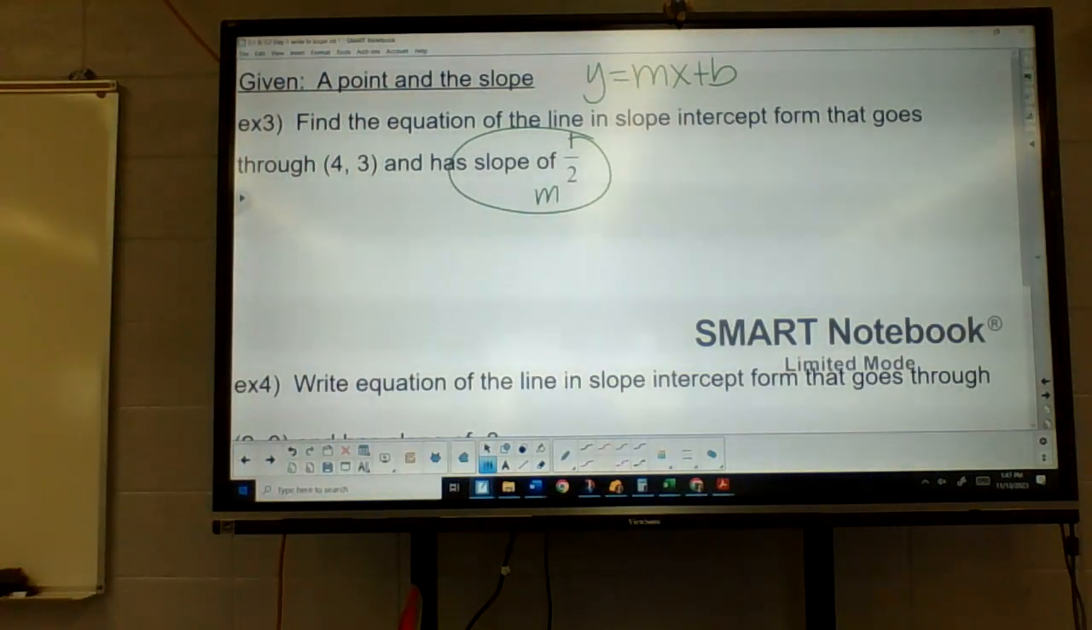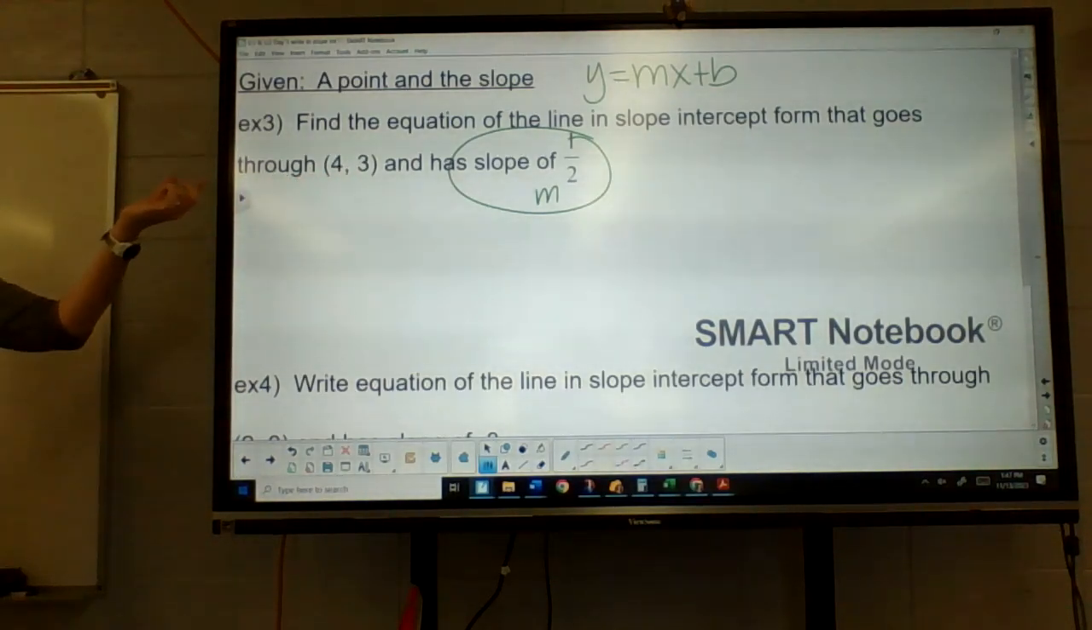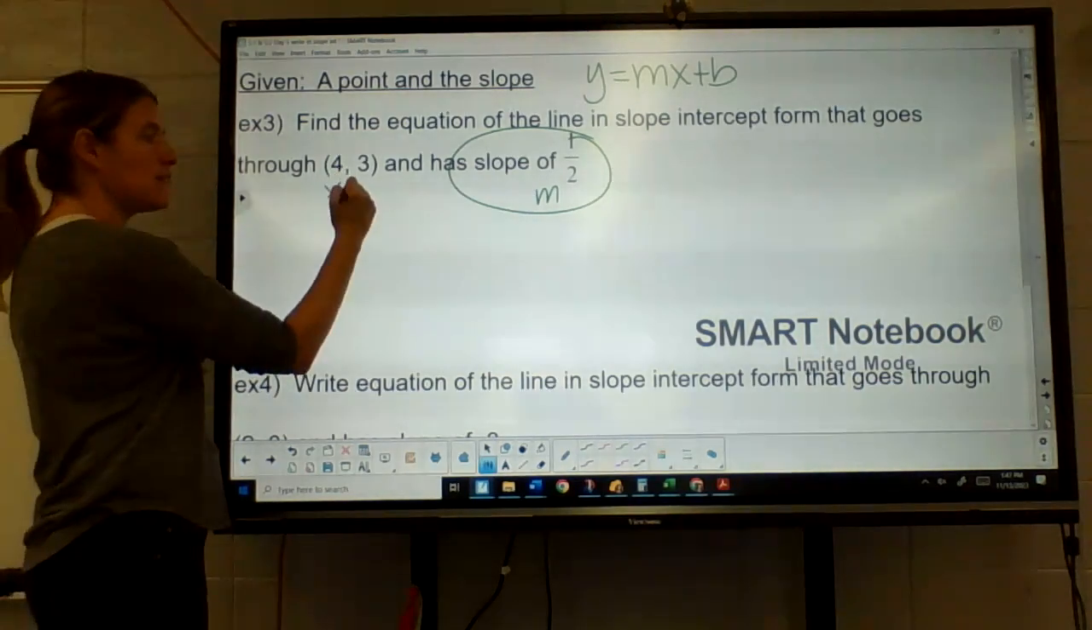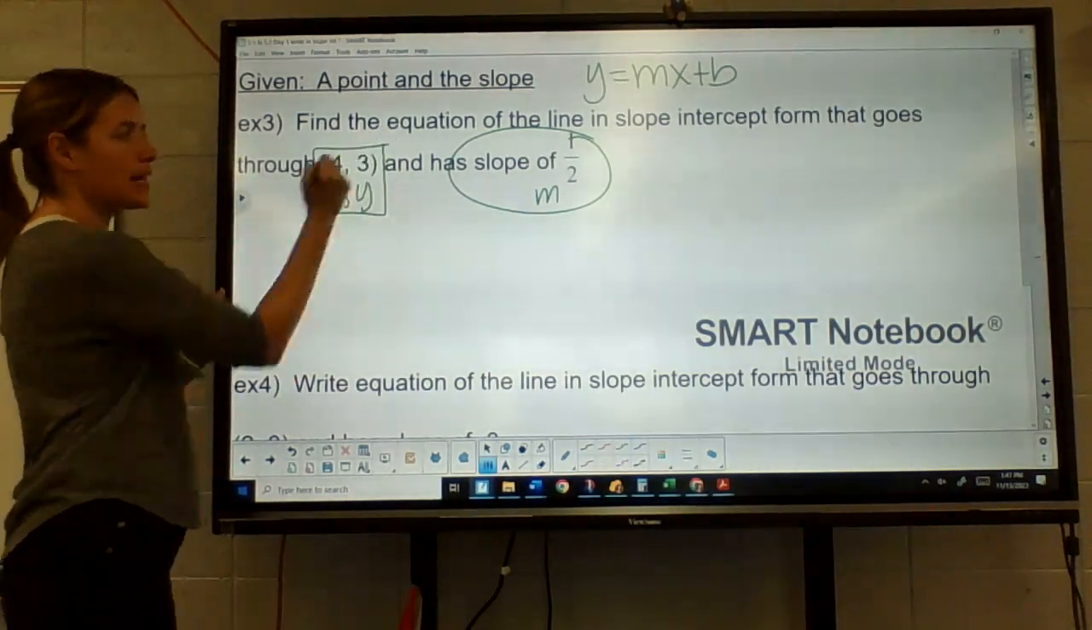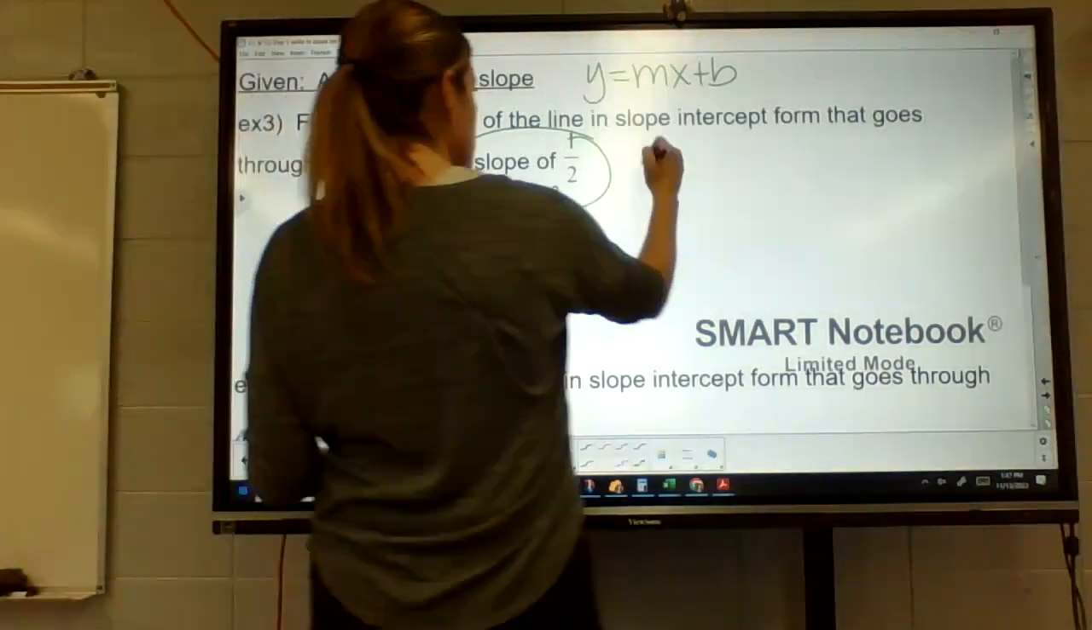They have given us something else as well. They haven't given us b. Remember, b is the y-intercept. But when they give us a coordinate point, what have they given us? x and y together. So they've given us x and y together. We need to figure out what b is. So we need to find b.